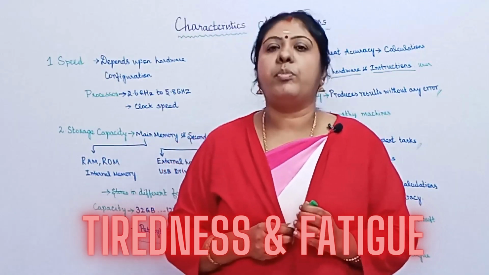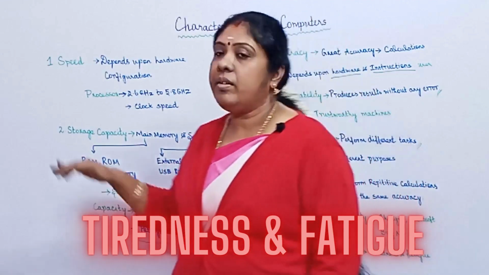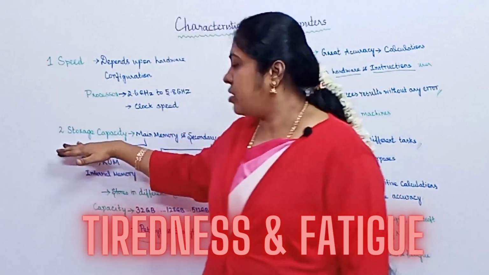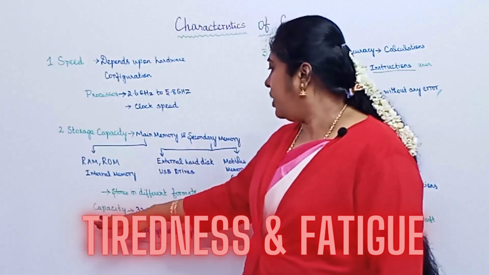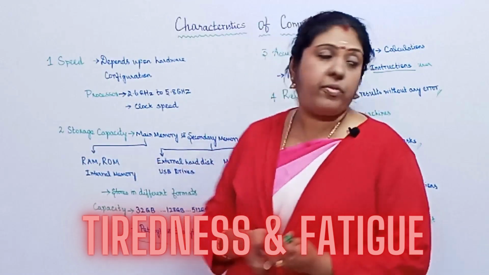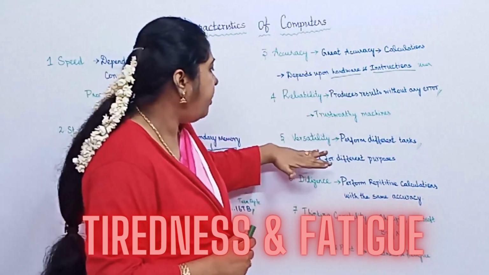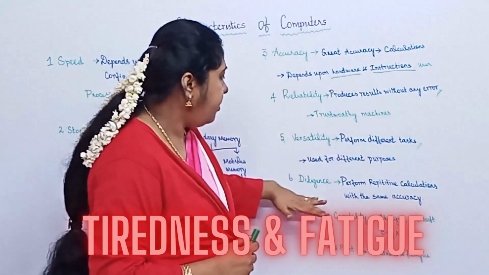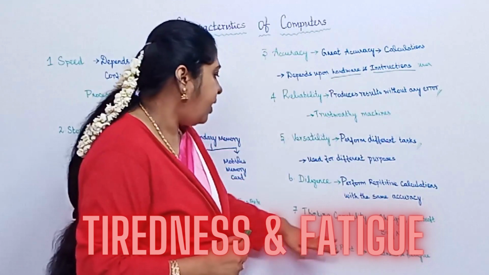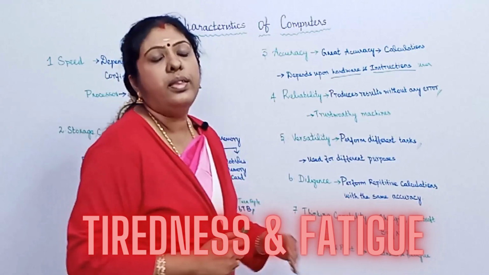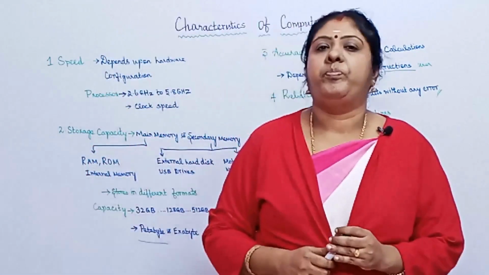That's the 7 points. The 7 points are: first, speed; second, storage capacity, and it can store in different formats; third, accuracy; fourth, reliability; fifth, versatility; sixth, diligence; and the last point, thinking capability.